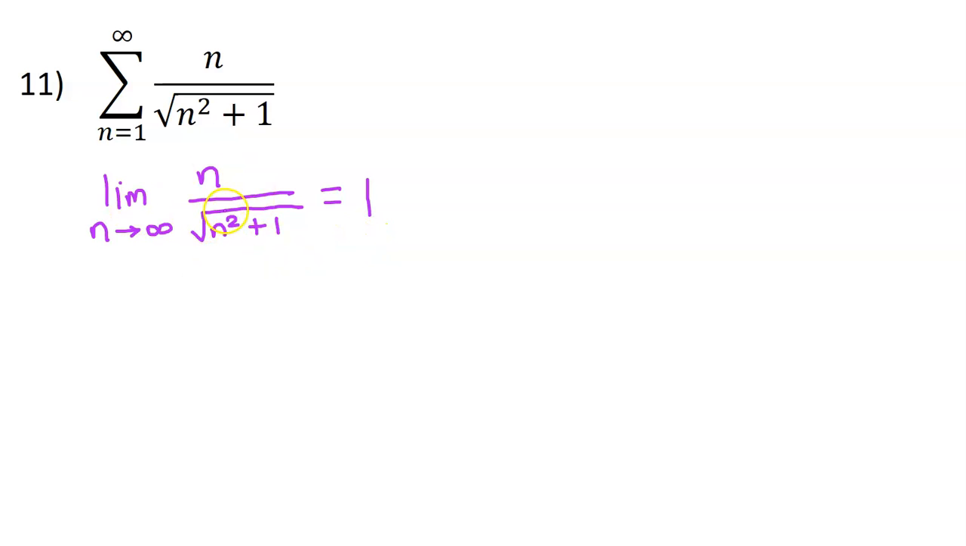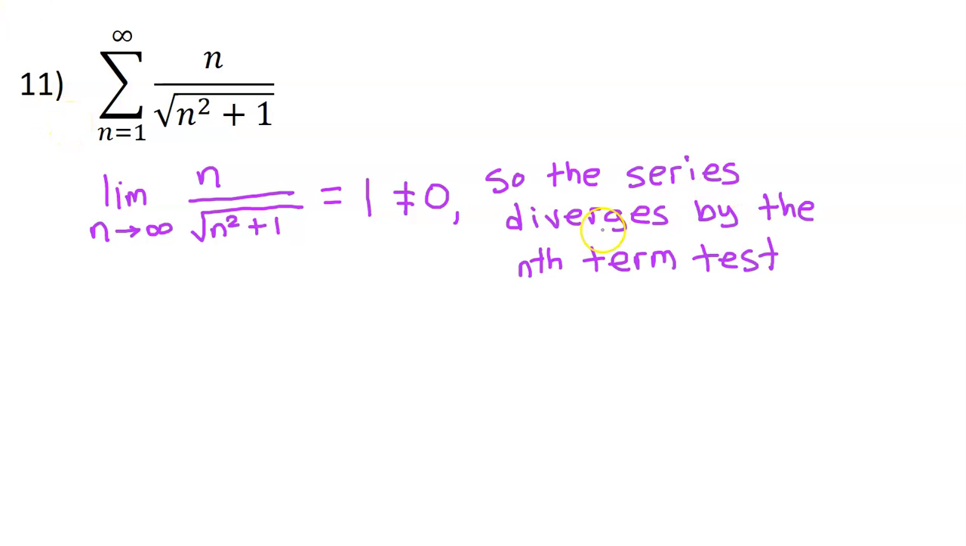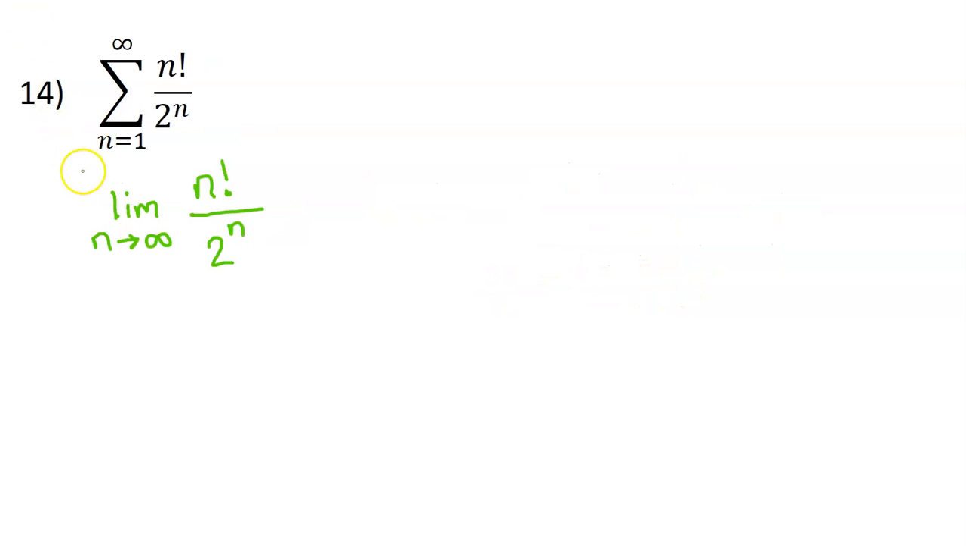So we have the setup, and now the result. Don't forget the significance, which is that 1 does not equal 0. So the series diverges by the nth term test. Don't forget to mention the test you're using, and this process will be a lot more interesting once we've learned a few more tests. Last one, what is the limit as n approaches infinity of n factorial over 2 to the n?